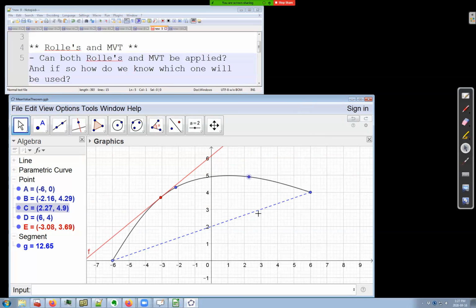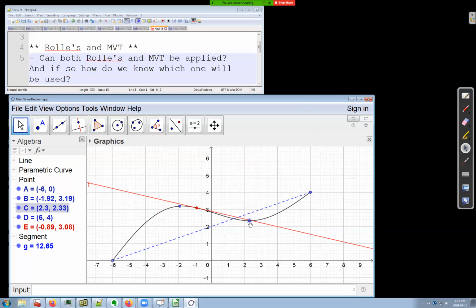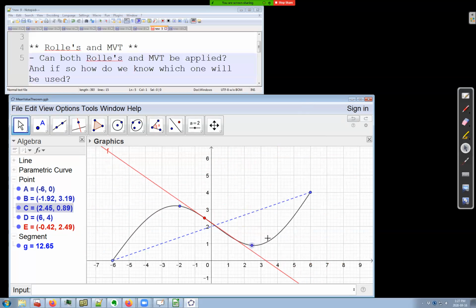And if I change this function, what if it's a different function? Can I move this tangent point so that the red line is parallel to the blue line? And the answer is yes, I can. We can keep messing around. You can make this function as crazy as you want, but the mean value theorem is always going to say that you can make the red tangent line parallel to the blue dotted line.